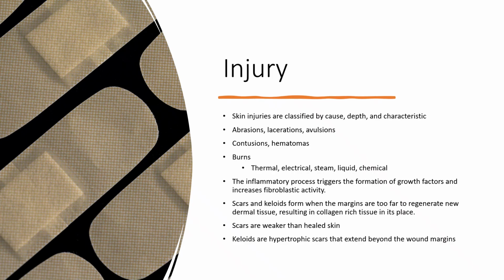Then other types of skin injuries like contusions and hematomas, these are just bruises, a collection of blood underneath the skin without rupturing the skin. Burns, we have thermal, electrical, steam, liquid, chemical. Again, you're going to learn more about burns as you go on, but we classify burns by thickness, and burns are classified as superficial, partial thickness, and full thickness.